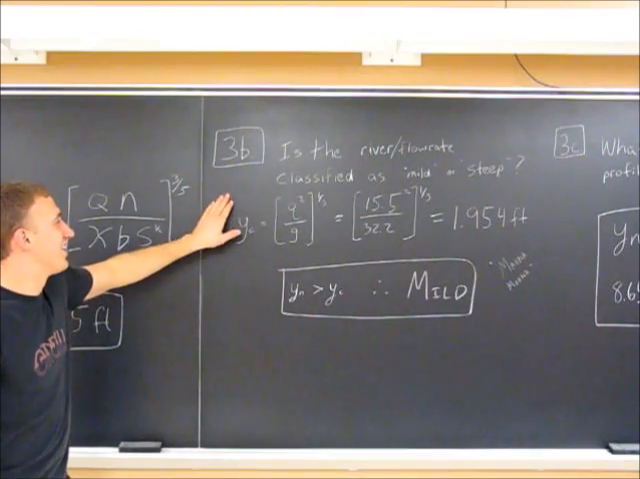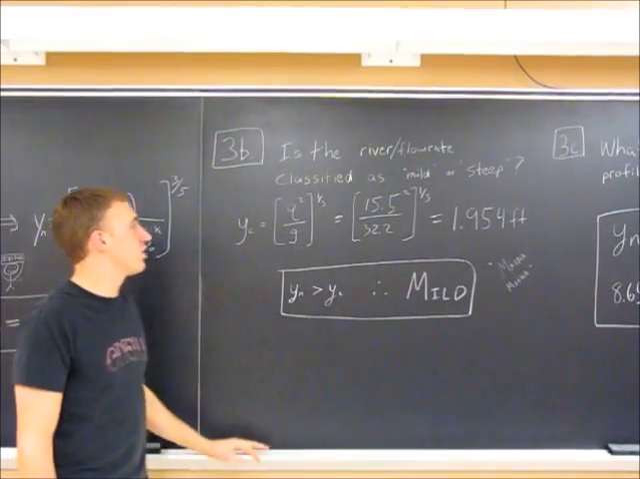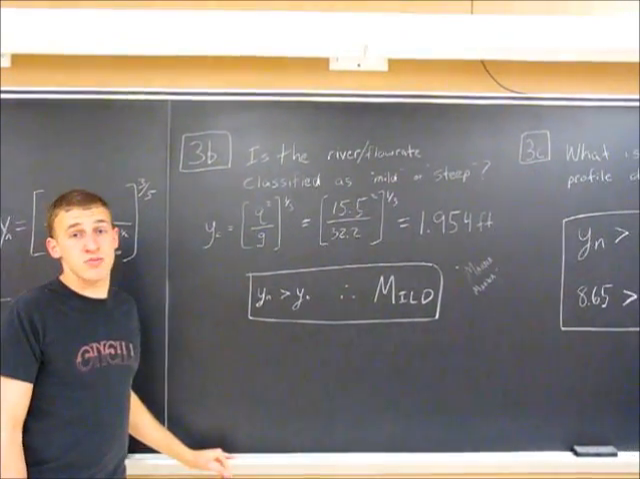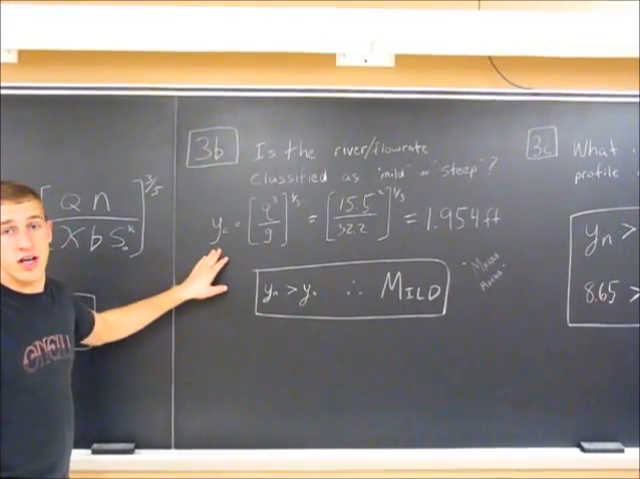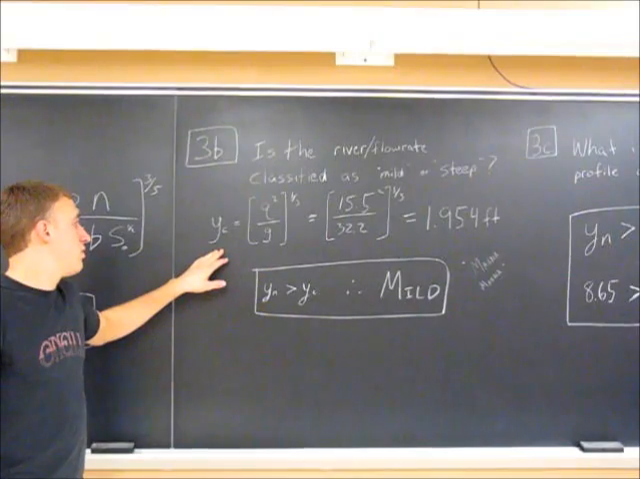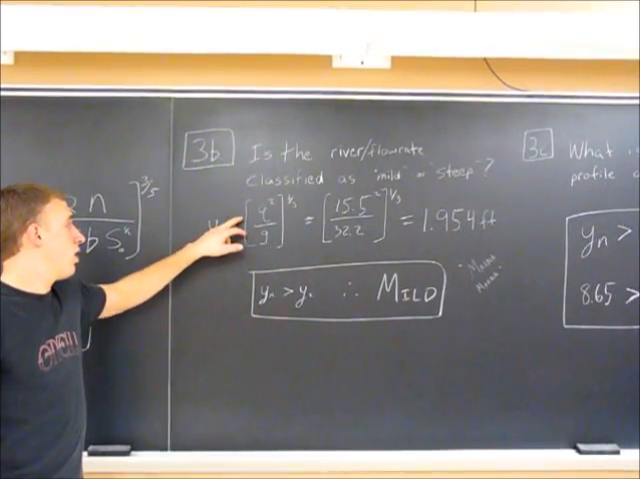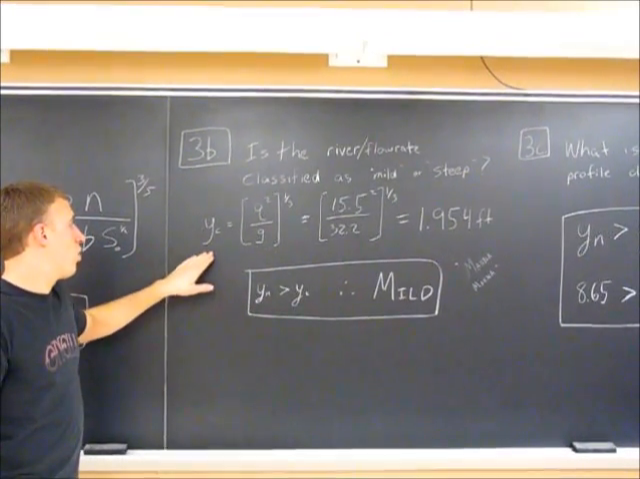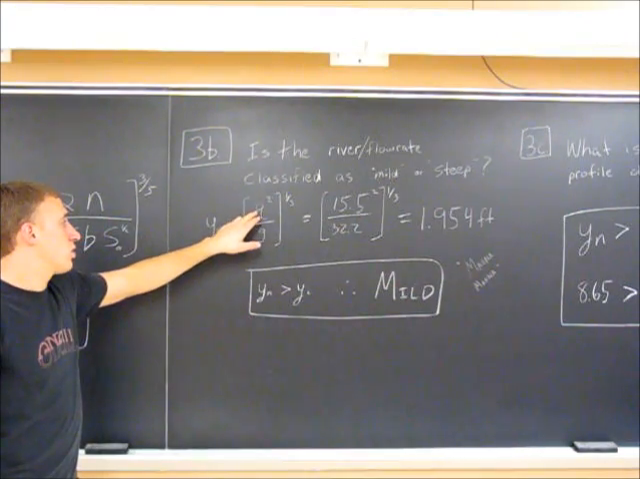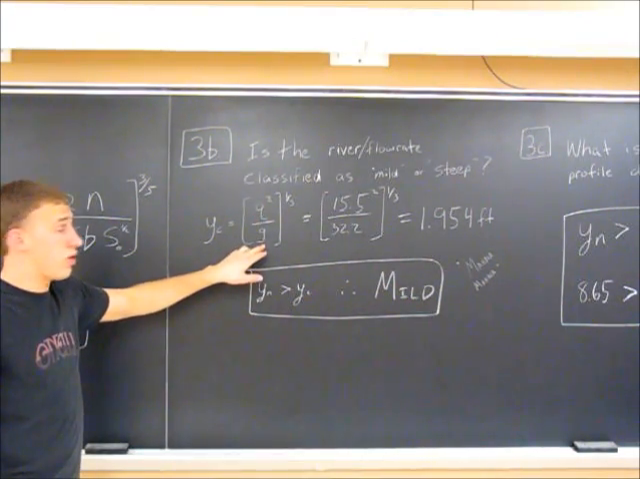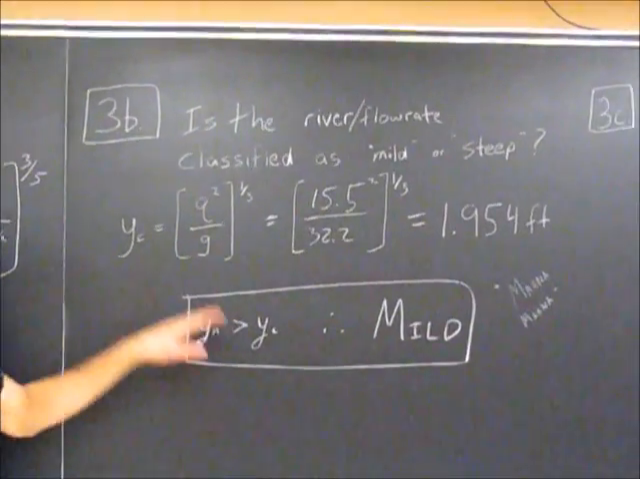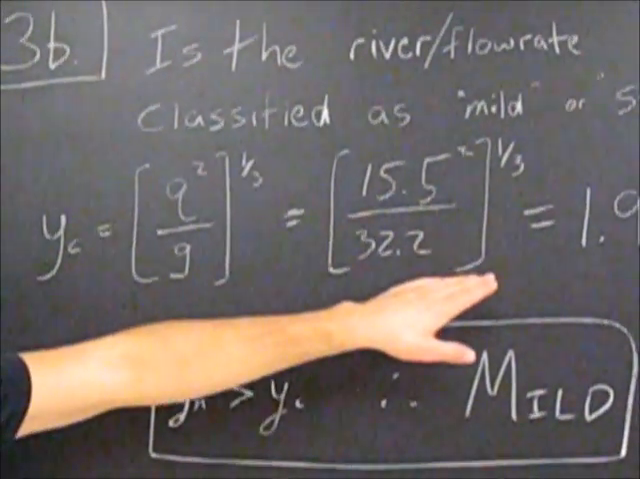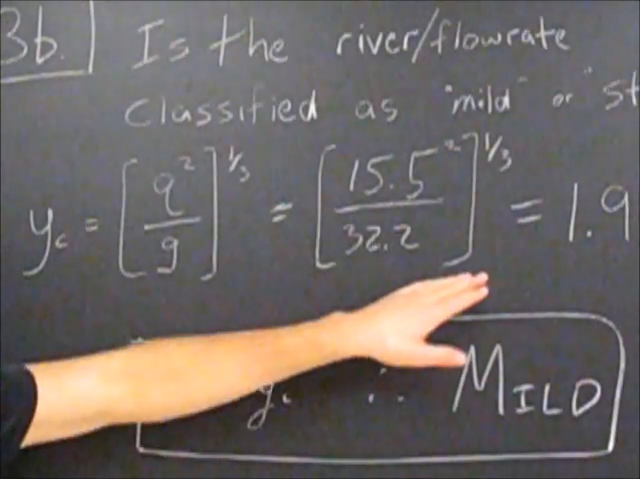Alright, in part 3B, we're asked to classify the river flow rate as mild or steep. So to do this, we need to first find the critical depth of the river. This critical depth can be found by this equation here. Yc equals little q squared over g, all to the 1/3 power. After solving that, you find out that your Yc value is equal to 1.94 feet.